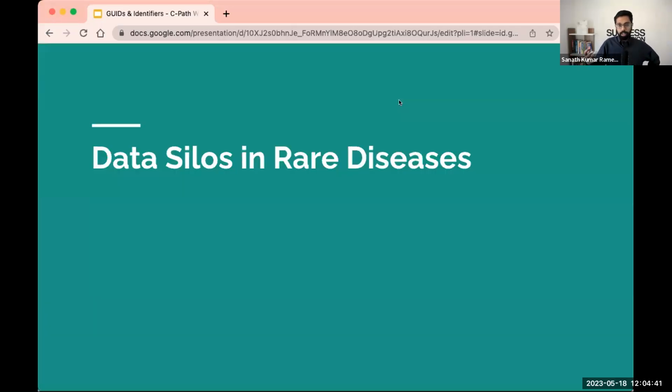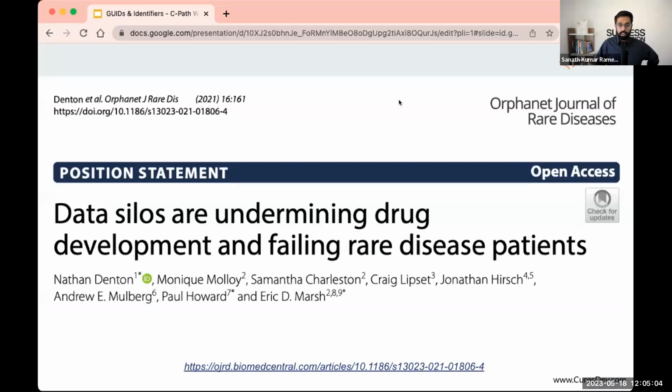Speaking of data silos, all of us have heard this term, and at every rare disease conference you go to, people are talking about data sharing. But I've asked a lot of patient foundations and biotech companies and academia what it means when you say data sharing. And it comes back to something to the effect of, data silos are really undermining drug development. And so we need to share data among institutions for us to go faster, for us to get treatments sooner.